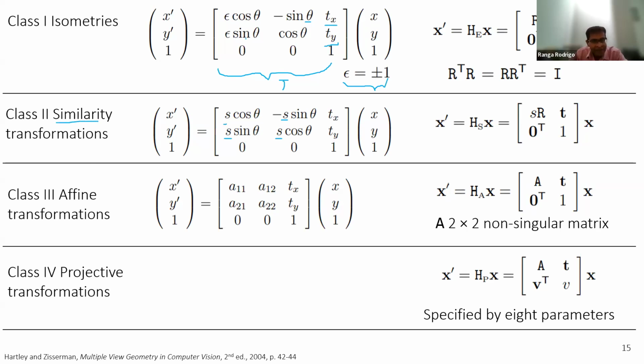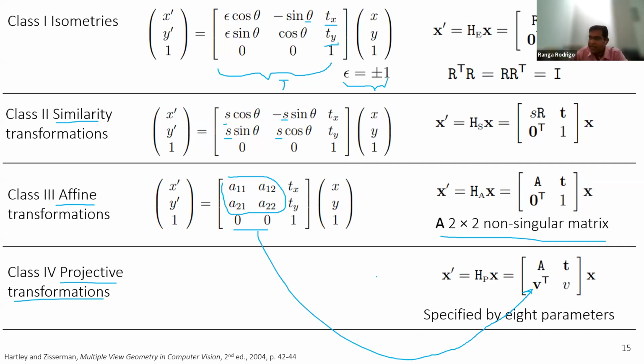And then if you do not have the cos theta, sin theta, minus sin theta, cos theta structure, but you just have some 4 numbers, A11, A12, A21, A22, of course, this one is a non-singular matrix. That means the determinant is non-zero. Then you have a so-called affine transformation. And then if you do not have such a structure, but these zeros are also replaced by some numbers, then we call it a projective transformation. So this is the hierarchy of transformations.